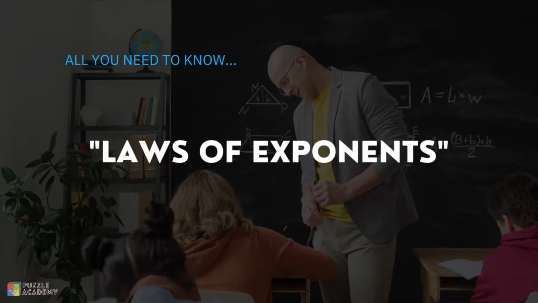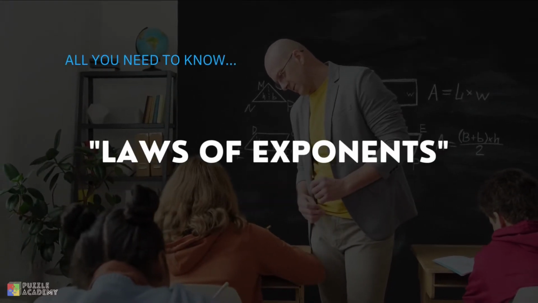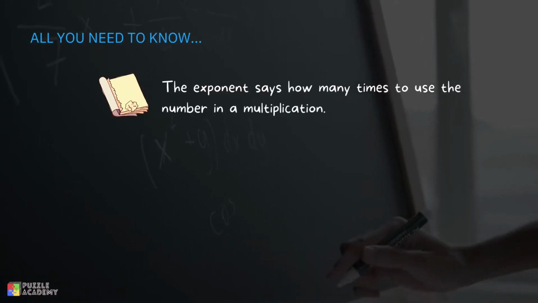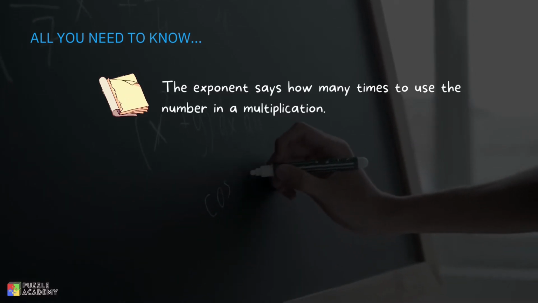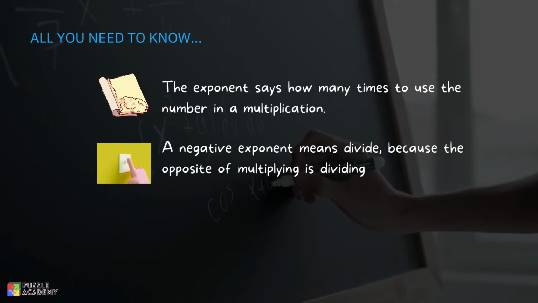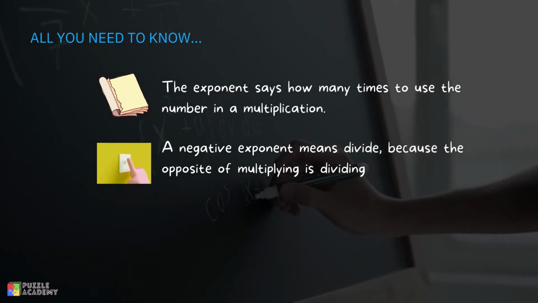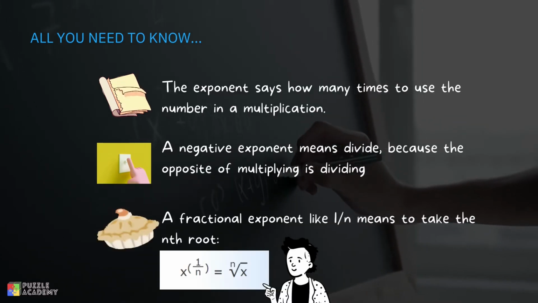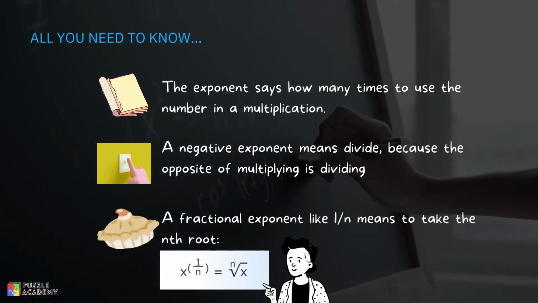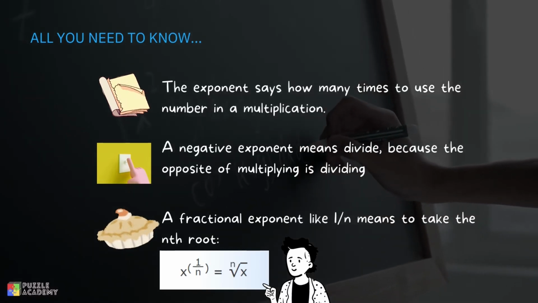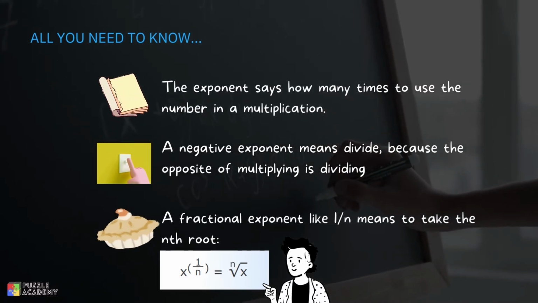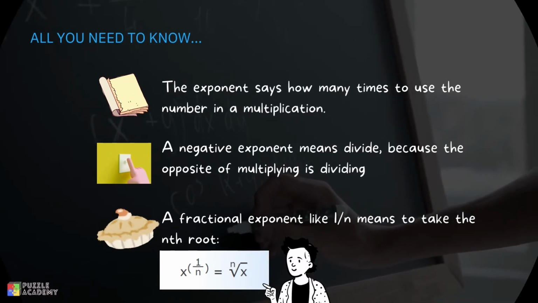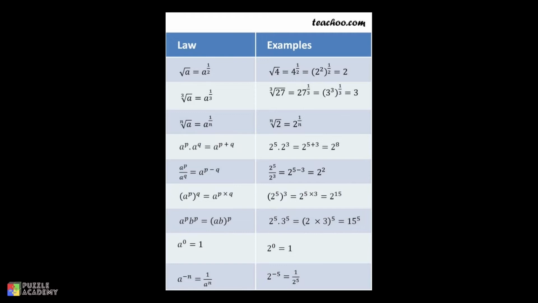In this part, all you need to know is the laws of exponents, also called rules of exponents, come from 3 ideas. The first one is the exponent says how many times to use the number in a multiplication. The second one is a negative exponent means divide, because the opposite of multiplying is dividing. And the third one is a fractional exponent like 1 over n means to take the nth root, just like this form. If you understand those, then you understand exponents. And all the laws below are based on those ideas.